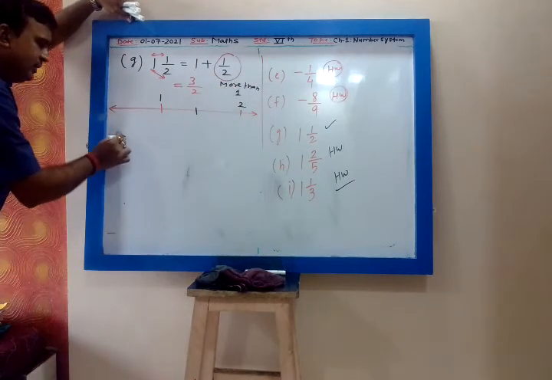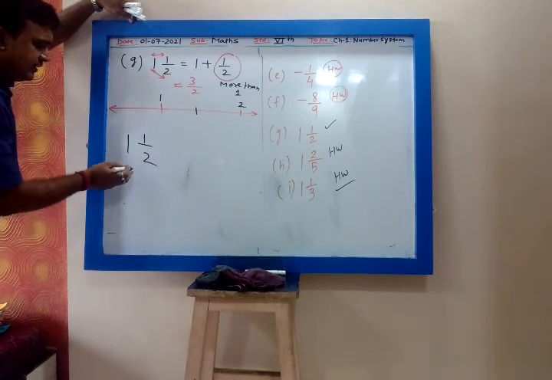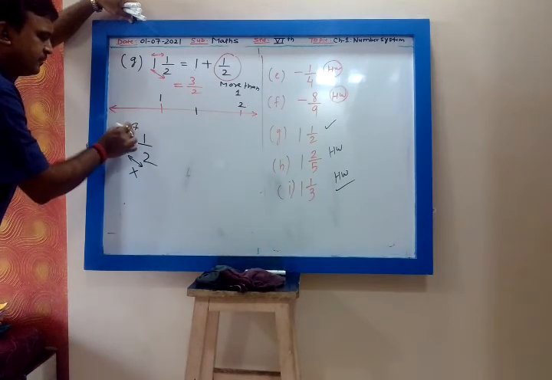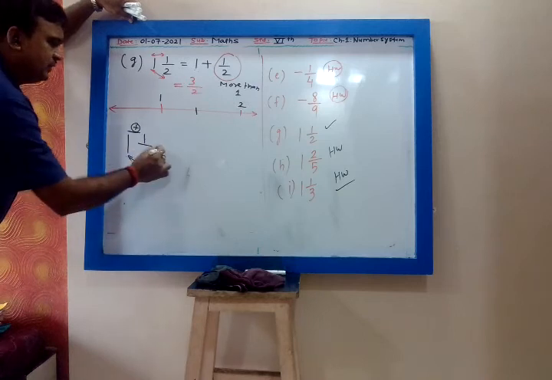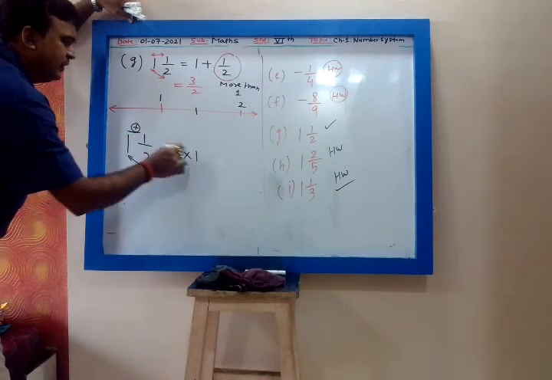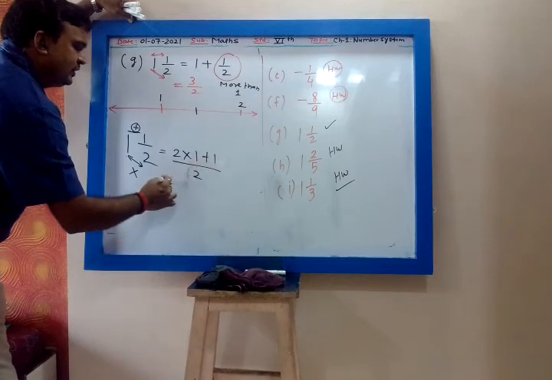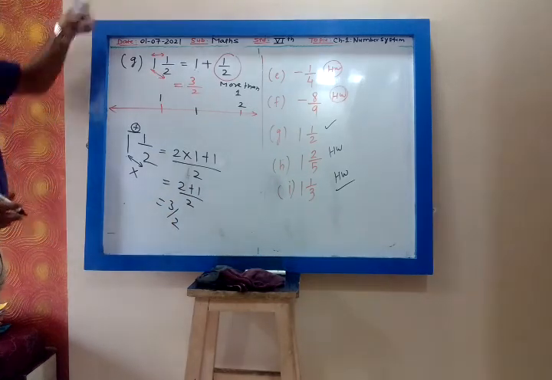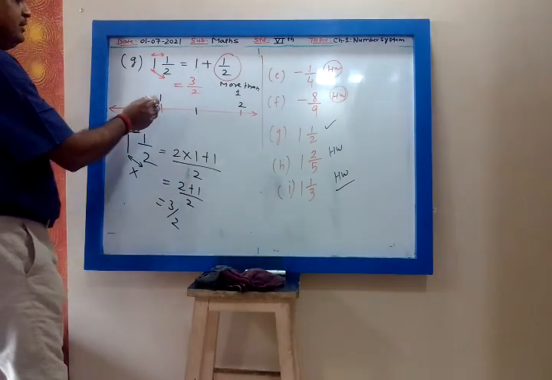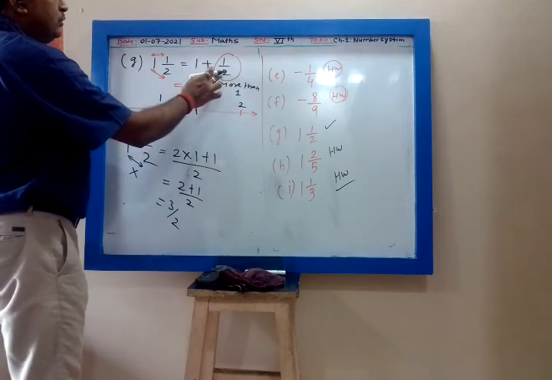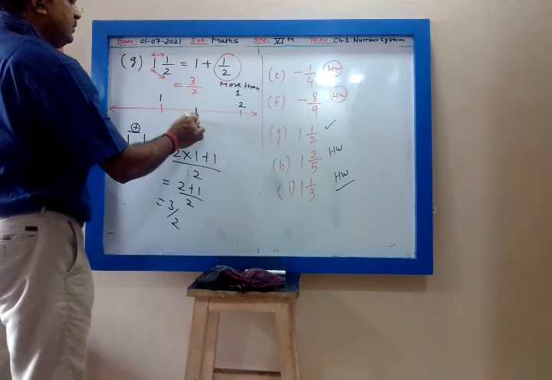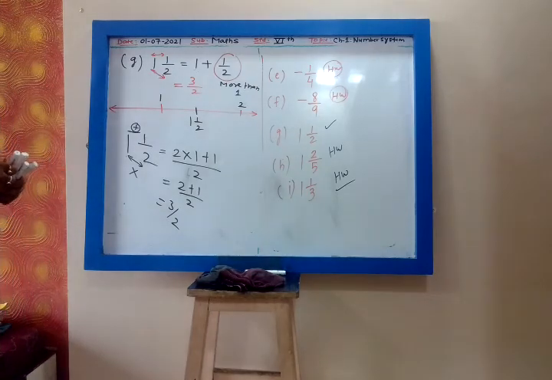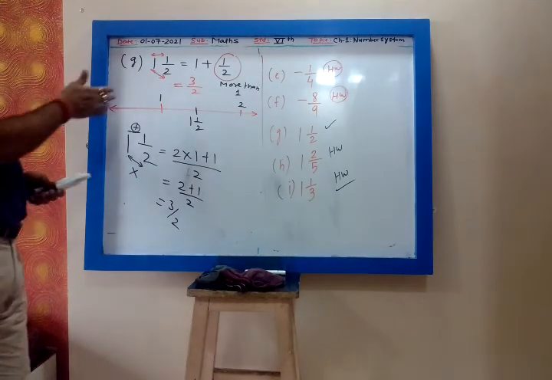What I am explaining, 1 and 1 by 2, this is a mixed fraction. These two you have to multiply, and then you have to add 1. So 2 ones are 2, plus 1 upon 2, that is 3 by 2. Correct? Write down this. Now you will divide the number line between 1 and 2 into 2 equal parts. So this will be 1 and 1 by 2.